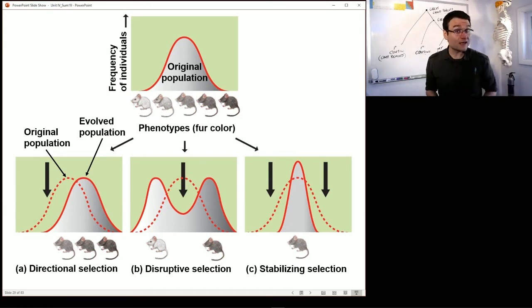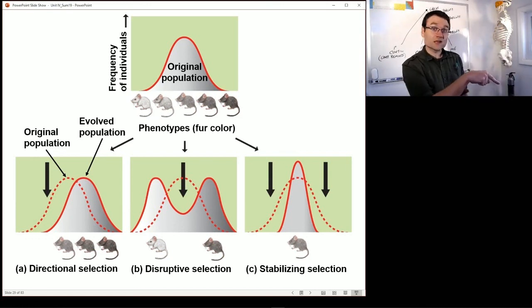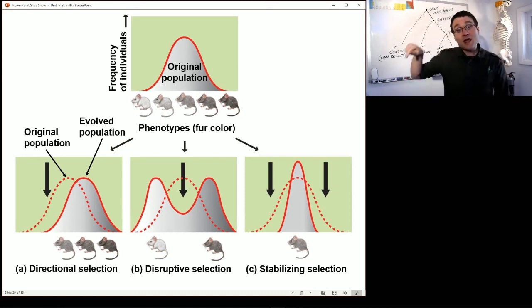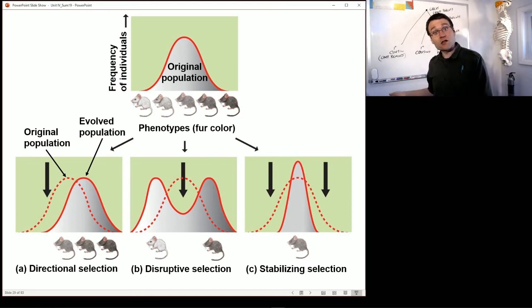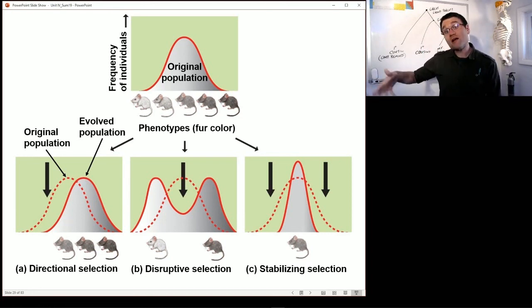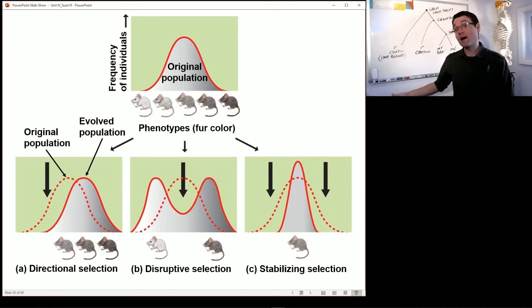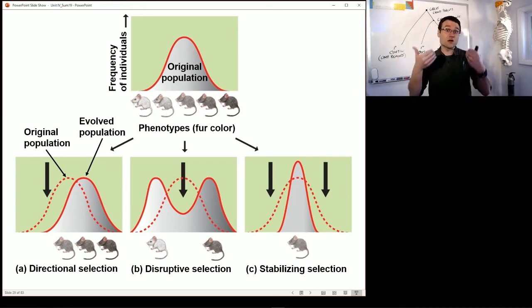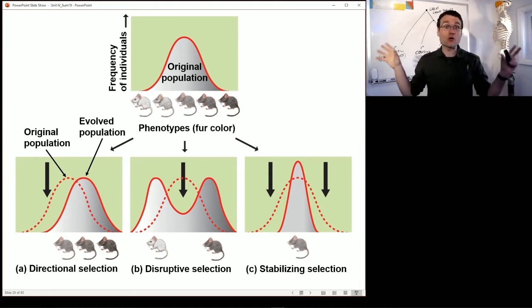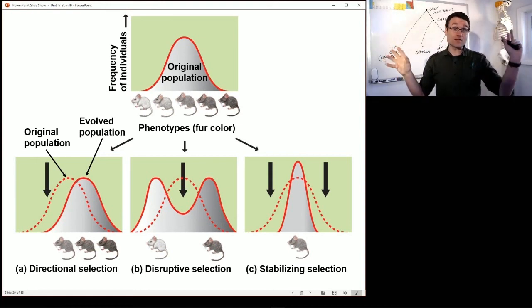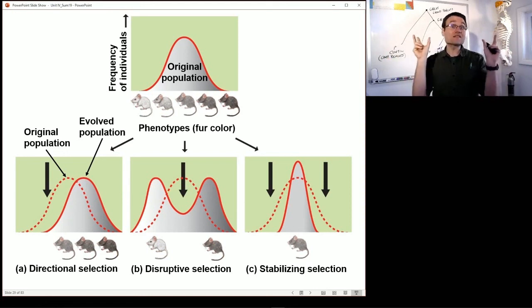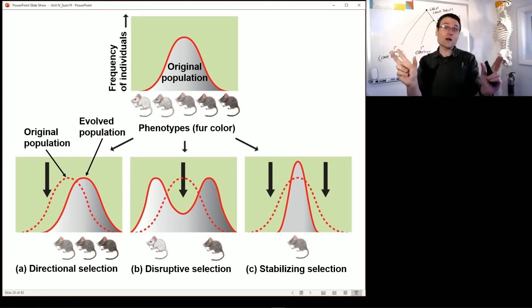Meanwhile, the gray-colored mice, well, if they go out on the sandy beach, predators are going to be able to spot them. They're going to stand out really well. If they're on the forest floor, they're going to stand out a lot more than those dark-colored mice do, so they're going to be preferentially eliminated from the population. So they're going to start to disappear. Intermediate phenotypes are being selected against, therefore, and the two extremes, very, very light and very, very dark, are being selected for. This is disruptive selection.